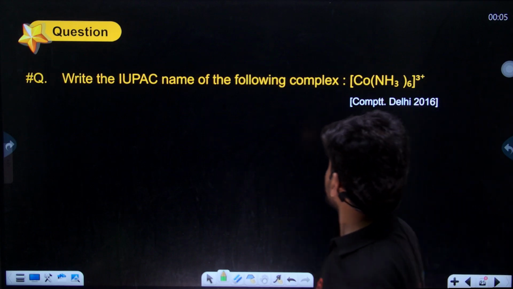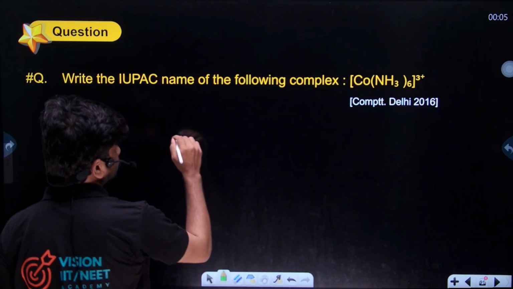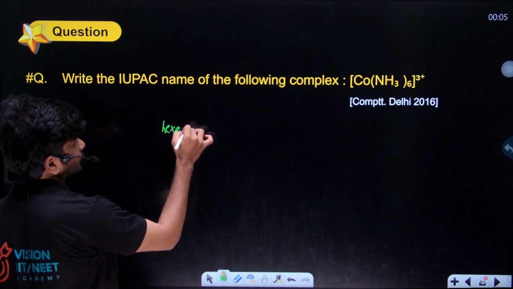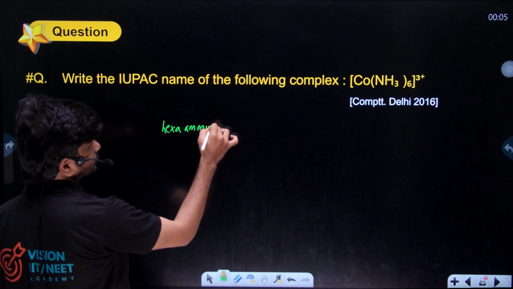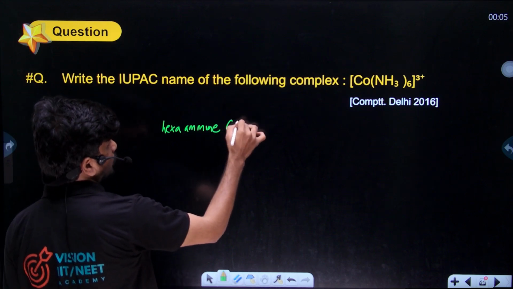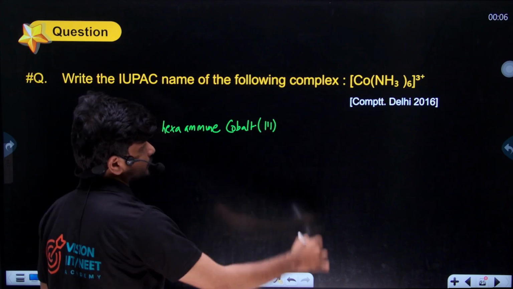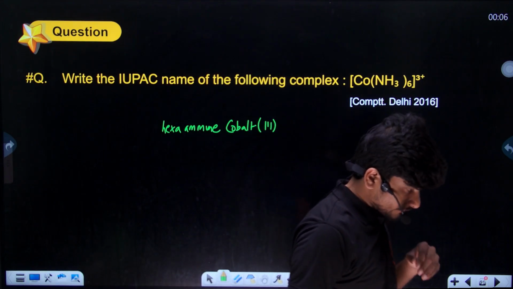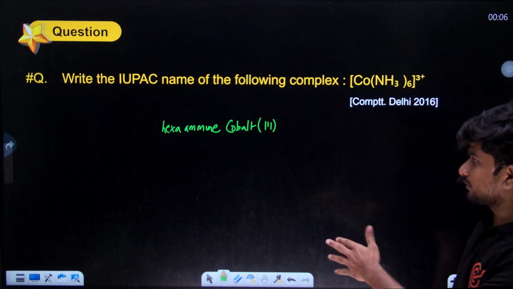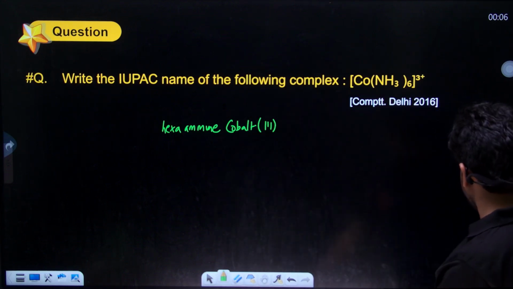Write the IUPAC name of the following compound. So this is what? Hexaamminecobalt. You have cationic part only, no? So this is 3. Cobalt 3. That's all. This is an ion. There is no other anionic part.